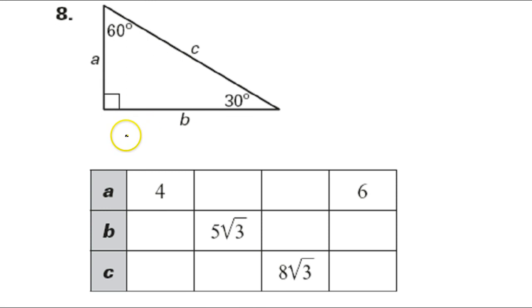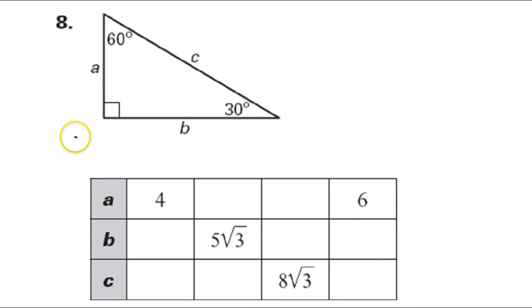Alright, so I suppose the first order of business is understanding which one of these is the short leg. Because for a 30, 60, 90 triangle, it's really all about the short leg. Hopefully you can see that A here is the short leg. Of course, C is the hypotenuse. B, across from the 60 here, is the long leg. So we've got the short leg, long leg, and hypotenuse. Now, it's all about the short leg.